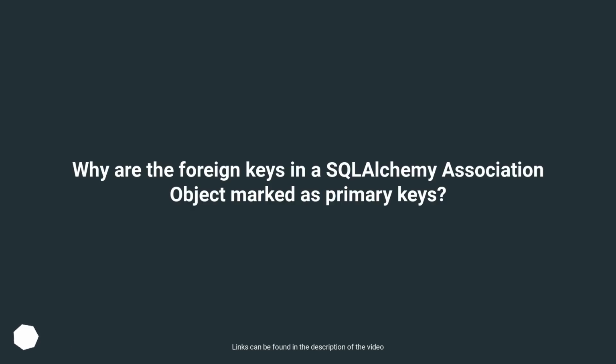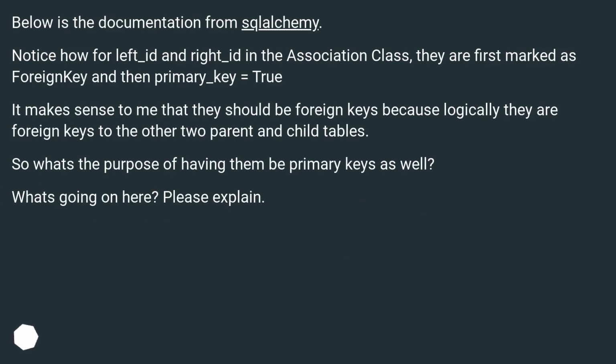Why are the foreign keys in a SQLAlchemy Association object marked as primary keys? Below is the documentation from SQLAlchemy.